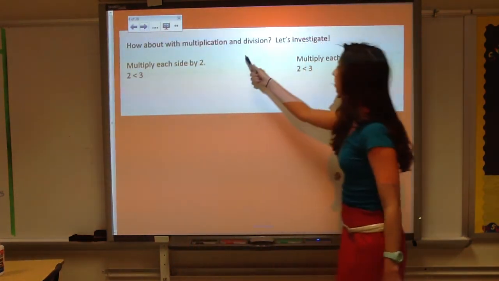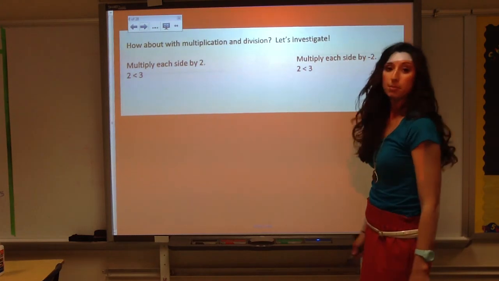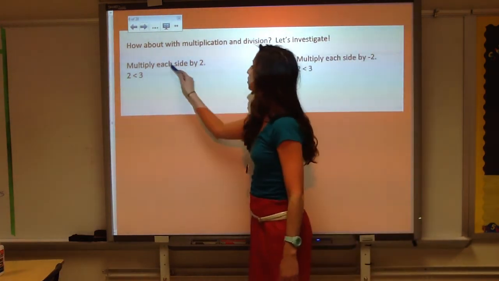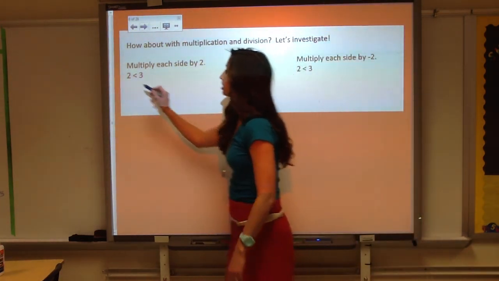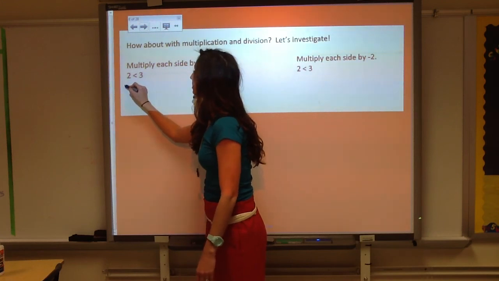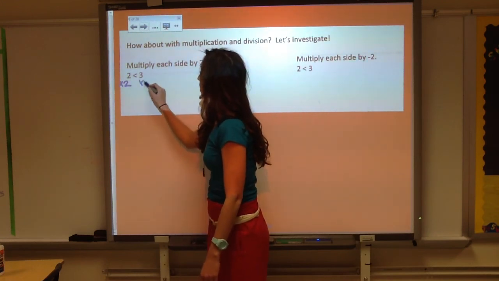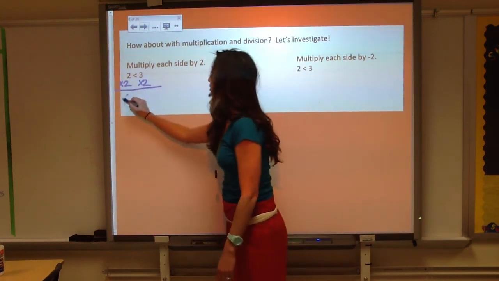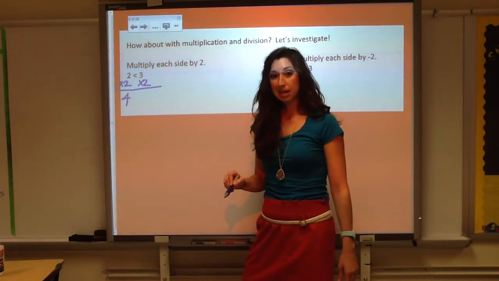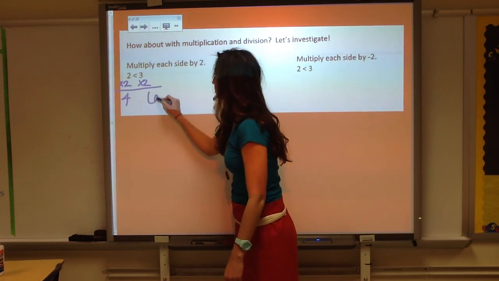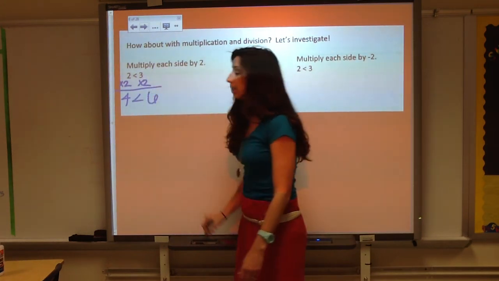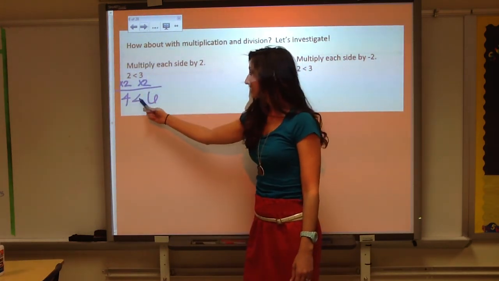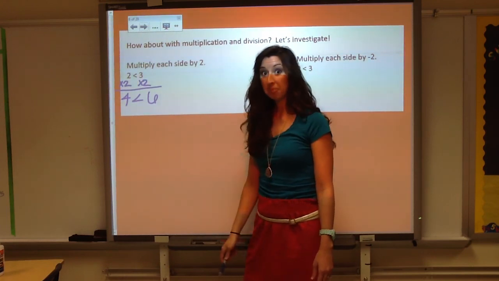Okay, let's talk about multiplication and division. My new rule says multiply each side by 2. So here's what I'm going to do. I'm going to say times 2 and times 2. 2 times 2 is 4, and 3 times 2 is 6. Bring down your sign. Is it true that 4 is less than 6?